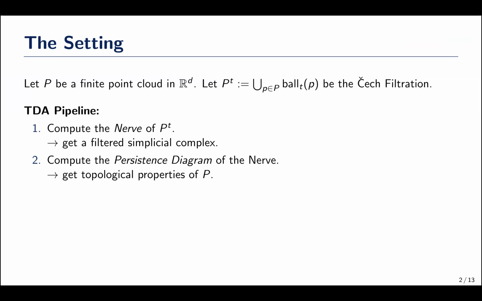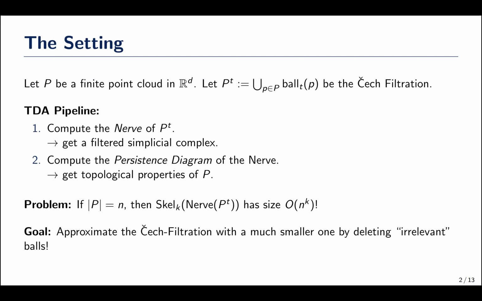And a very standard problem that arises with this approach is that if the point cloud P has size n, then its k-skeleton of the nerve will have size O(n^k). And if n is the size of a reasonable real-world data set, n^k will be way too large for practical computations. So the idea of sparse filtrations is to approximate the Čech filtration with a much smaller one. And the idea here is to delete irrelevant balls.